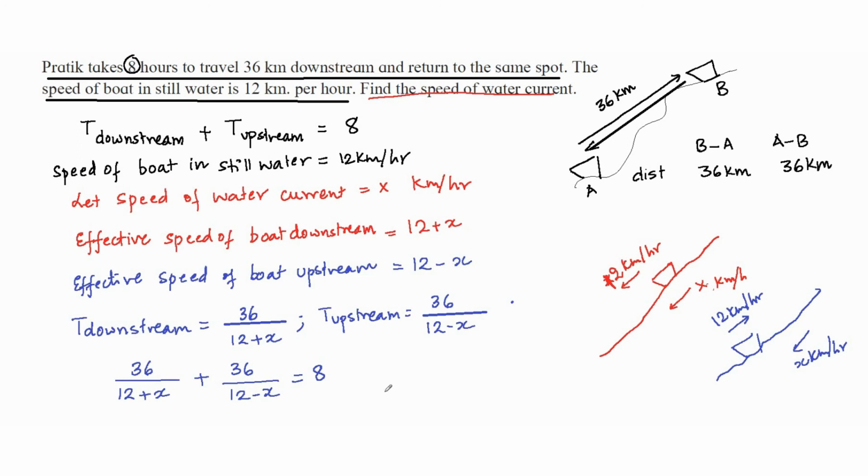So now I can go and find the LCM. The LCM of 12 plus x and 12 minus x, I can multiply these two expressions. But before I solve this quadratic equation, I want to give you a minute to understand the working that was done here and grasp all the concepts.